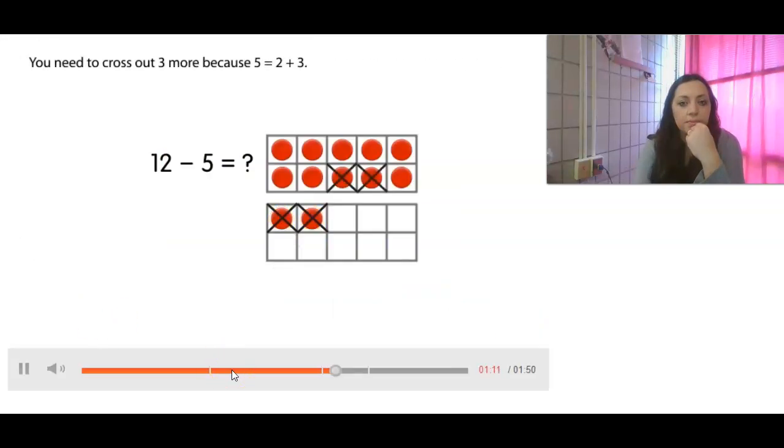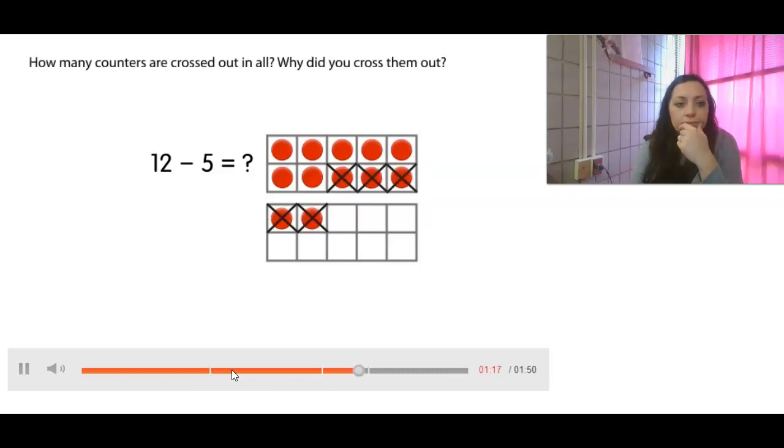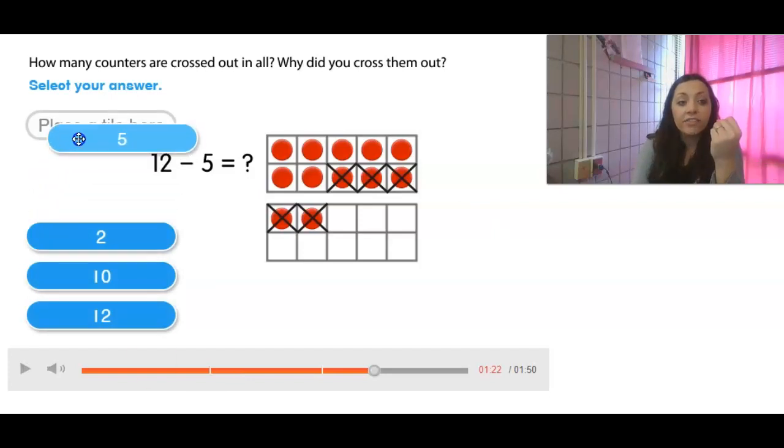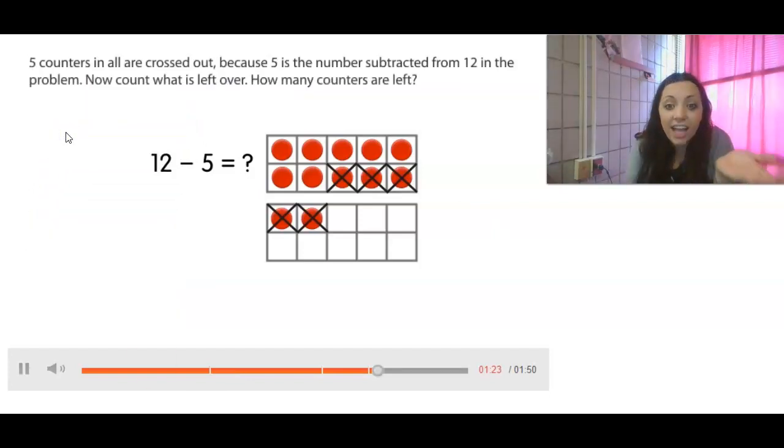You need to cross out 3 more because 5 equals 2 plus 3. How many counters are crossed out in all? And why did you cross them out? Select your answer. Remember, there are 5 crossed out because we're taking 5 away from the 12 counters. 5 in all are crossed out because 5 is the number subtracted from 12 in the problem.